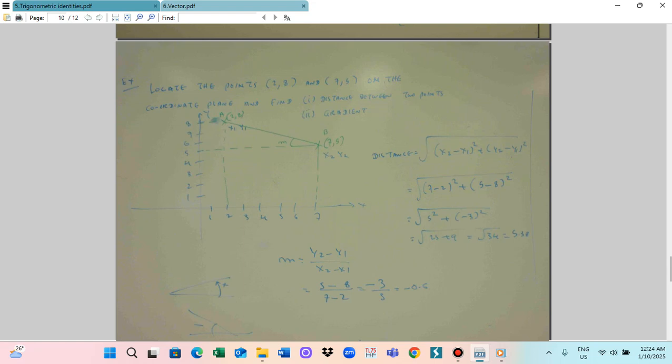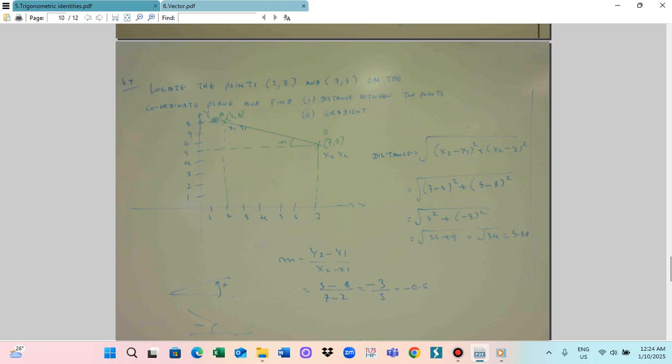This one is a plus, but this m is negative, because the line is falling in this direction. So we can find the distance and also the gradient.